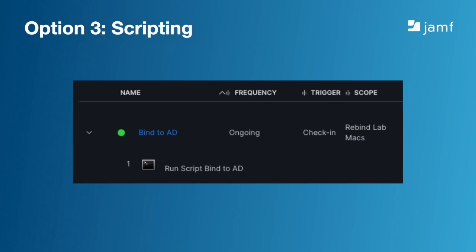I mentioned before that for my policy, the frequency and trigger are important. You'll notice I have it set to ongoing on the recurring check-in. And the reason why is because this will allow me to build some automation around binding and make this common workflow a bit more resilient.